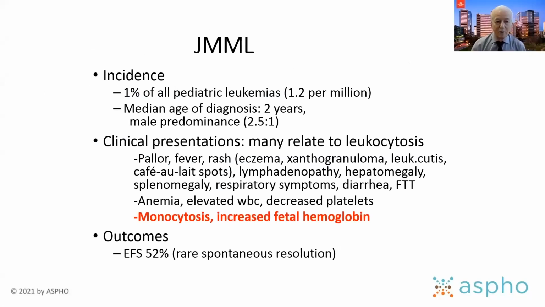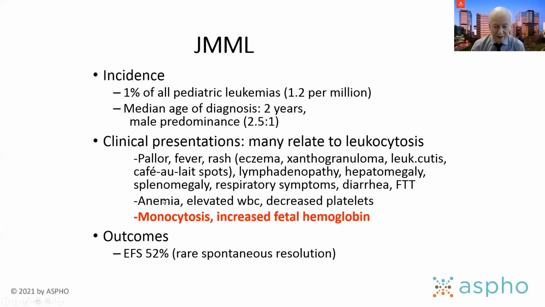It's a rare condition with an incidence of about 1.2 per million. And as I mentioned, patients tend to be quite young, with a median age of 2 years and a male predominance. JMML is not easy to diagnose because it looks like a lot of leukemias, with organomegaly and fevers. But one of the unique factors is the rash that these patients have, often eczematoid, or maybe looks like xanthogranuloma or leukemia cutis. And of course, those patients with NF1 are going to have cafe au lait spots. They often have diarrhea, respiratory symptoms, and failure to thrive.